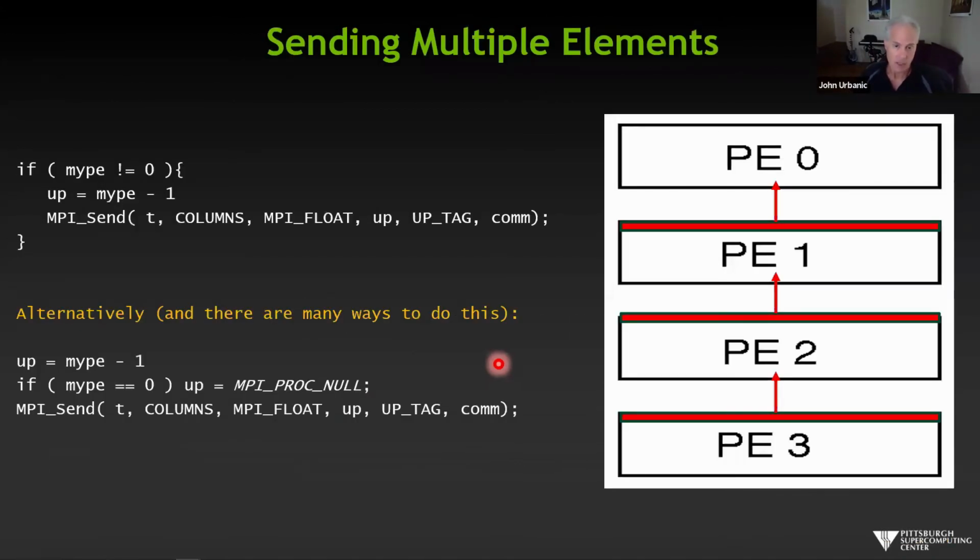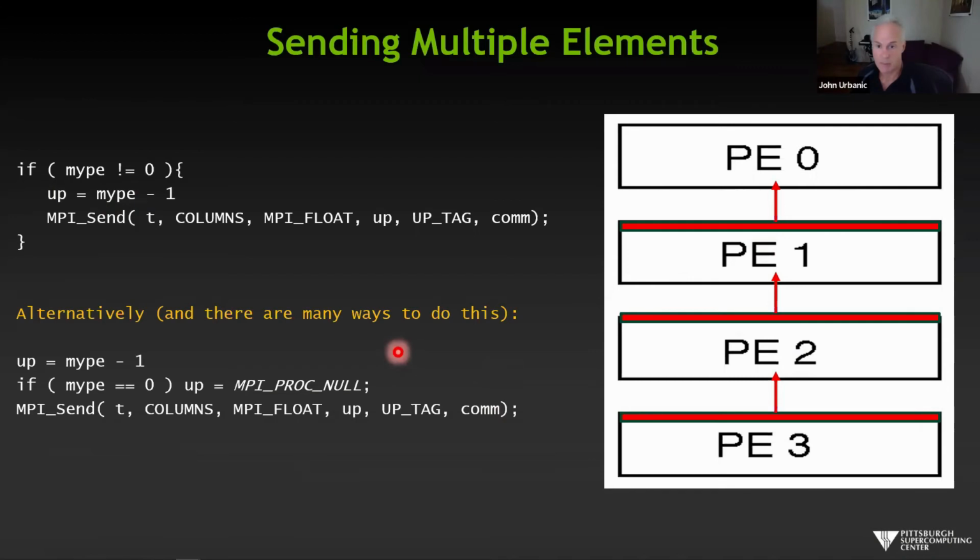Okay, so in our case here, we know that we want to send a strip of data up in our C code right here. So we can write some code. There are different ways you can write this; there's not one single way it's going to work out. So I could write some code that says something like this. If I'm not PE0, then my destination up is my PE -1. So I do a send and they'll all go up, and that takes care of sending messages down.